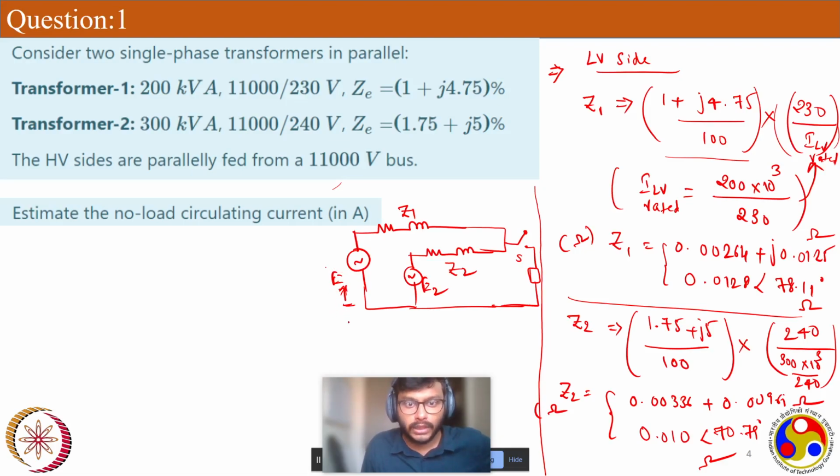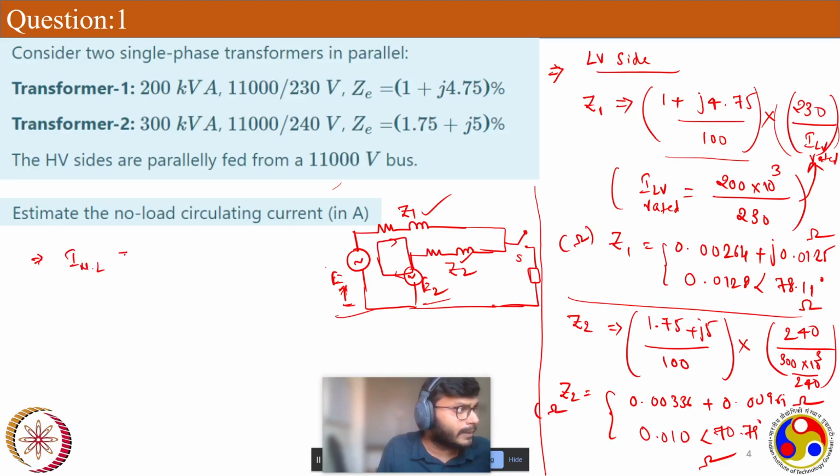Now, we know E1, which is 230, and E2 we know 240, and we know Z1 and Z2. We were asked to calculate the current which is flowing inside this loop. Can anyone tell me what is this no load current formula? It's a simple network problem. If you assume this is the current direction, the same current will flow here. If you assume the other direction, we will get another current.